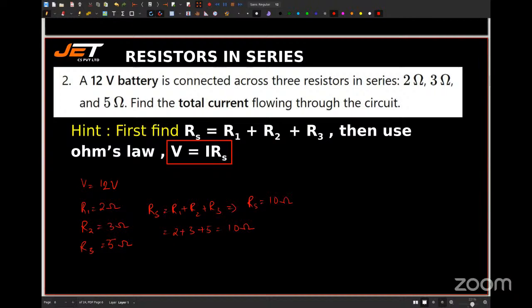Now we have to find out what is the current. We know that V is equal to I into Rs, right? We need to find what is I. I will be V by Rs, right? So what is the total current? I is equal to what is voltage? 12 volts by 10. So it is 12 by 10, which is 1.2 amperes. It is 1.2 amperes.